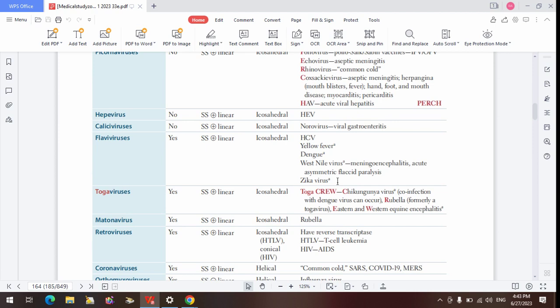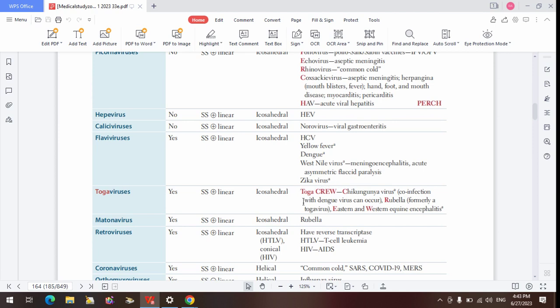Then West Nile, just like polio, causes meningoencephalitis. We said polio can be a cause of aseptic meningitis. In addition to polio, echovirus is also a cause. Then the last one is Coxsackie A. So polio and West Nile can also cause meningoencephalitis, and it can cause acute flaccid paralysis, which is asymmetric. So the paralysis will not be symmetrical, just like polio.